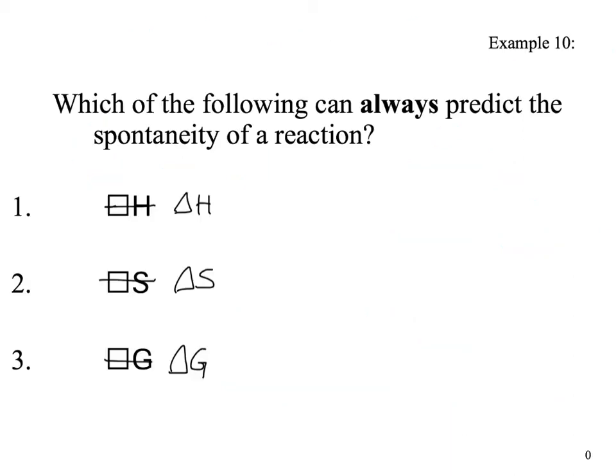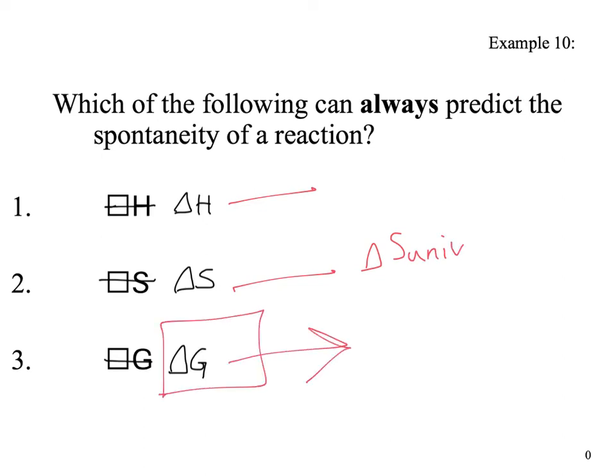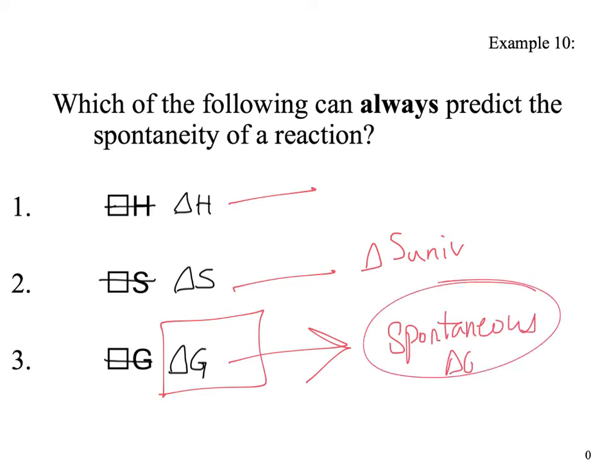Okay. Let's see. The next question is, which of the following can always predict the spontaneity of a reaction? Enthalpy? Not really. Delta S? No. Because it's only the delta S universe, not system or surroundings. So what is the most foolproof way of doing that? Look at the delta G. That number has to be a negative value for a spontaneous reaction. Hopefully that point has been drilled across. Negative delta G.